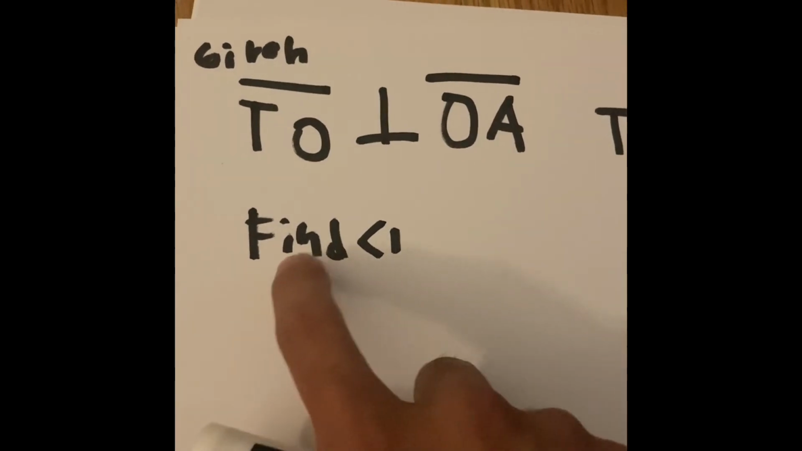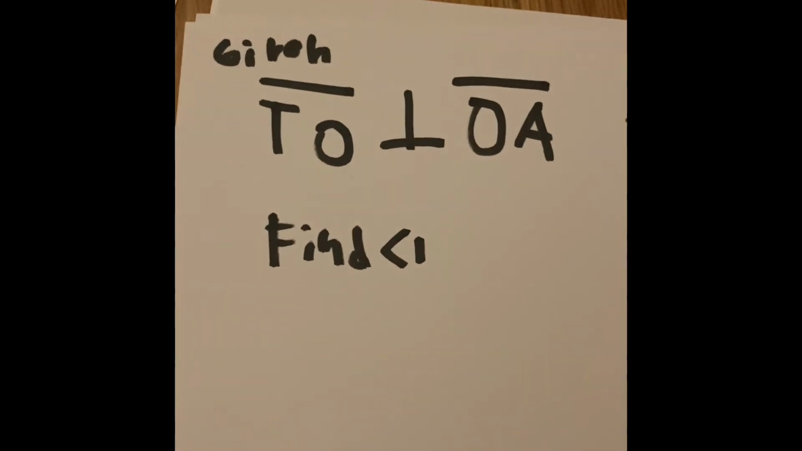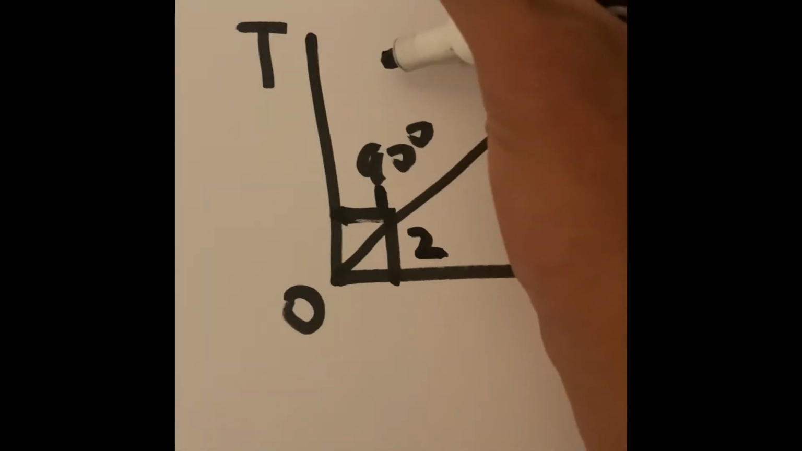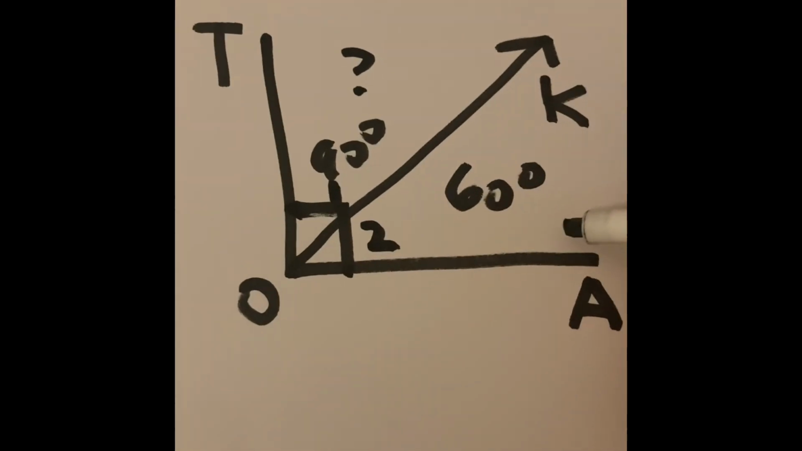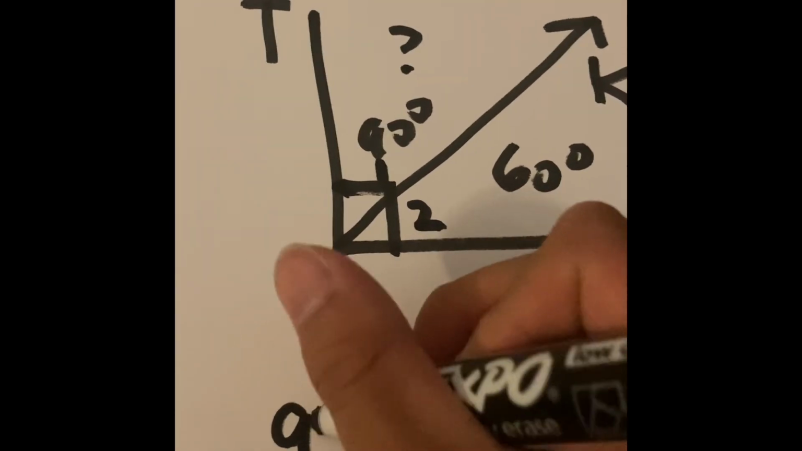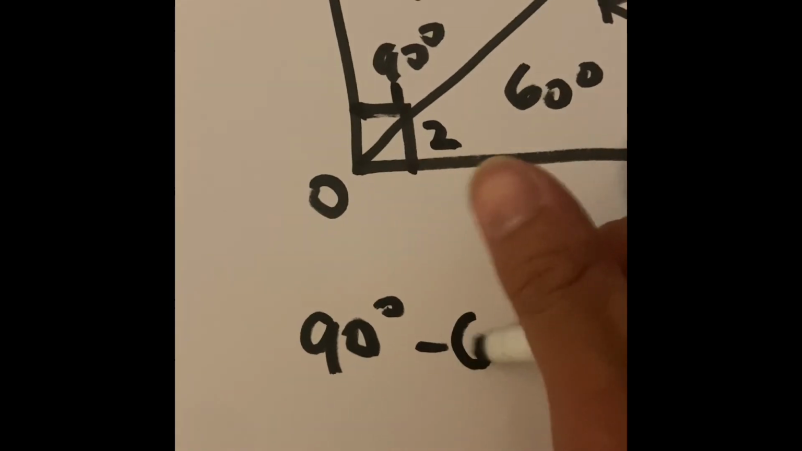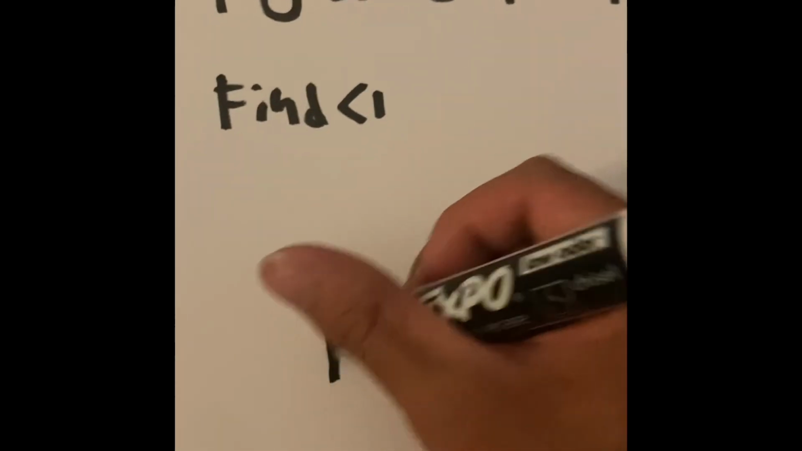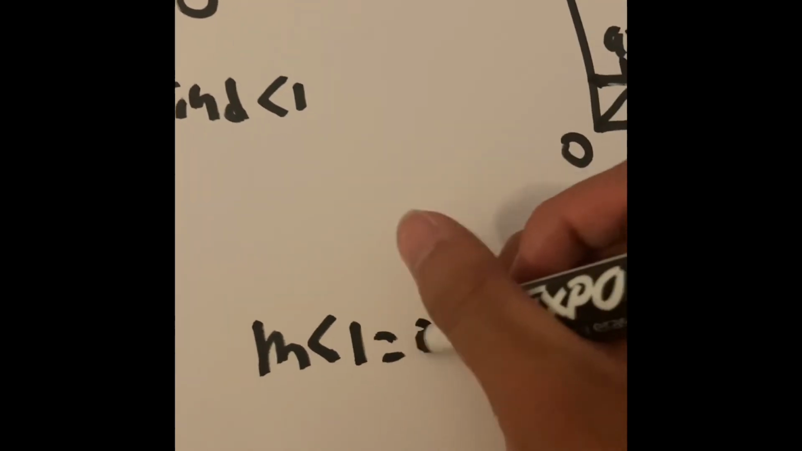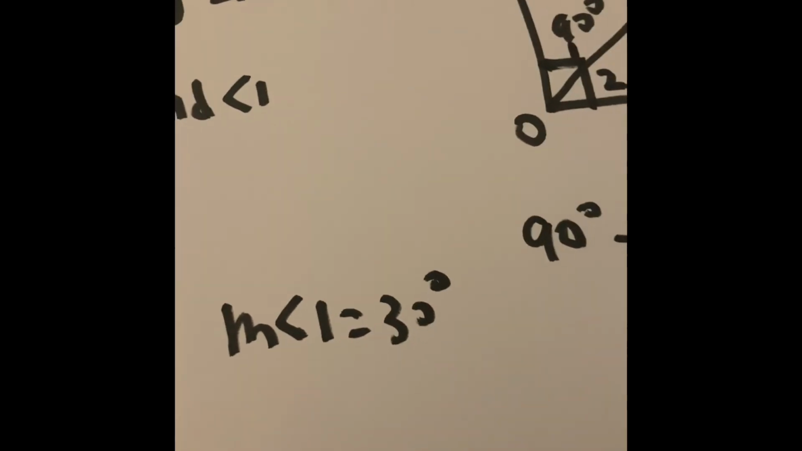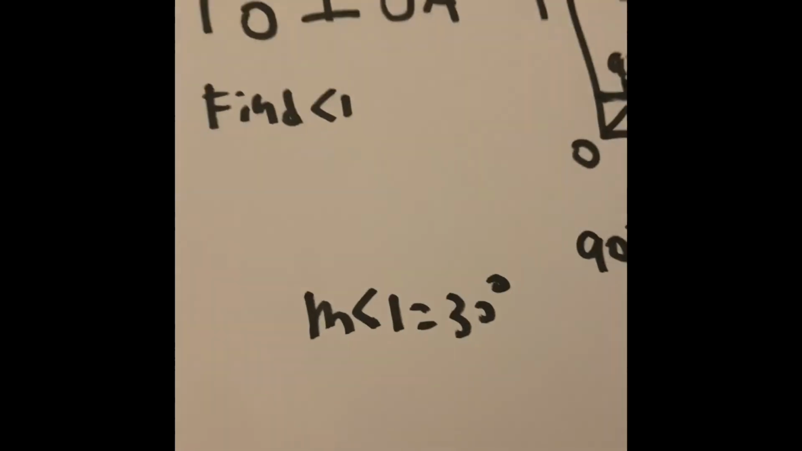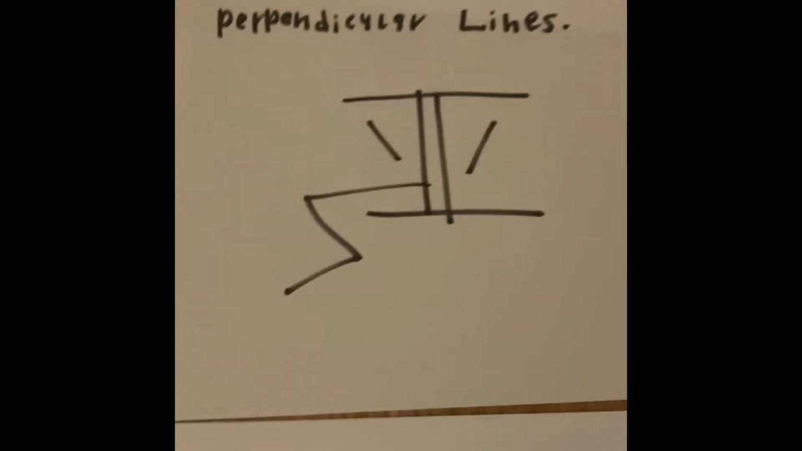So in this scenario, we're going to find angle 1. If angle 1 right here is unknown, and angle 2 is 60, we can easily say that 90 degrees subtracted by 60 degrees is 30 degrees. There we go. The measurement of angle 1 is equal to 30 degrees. And that is how we can understand and learn from perpendicular lines.